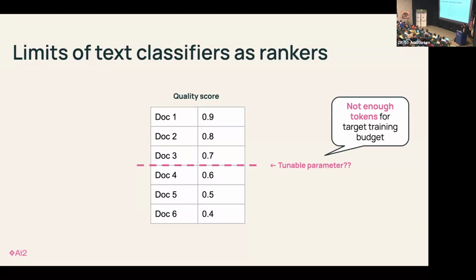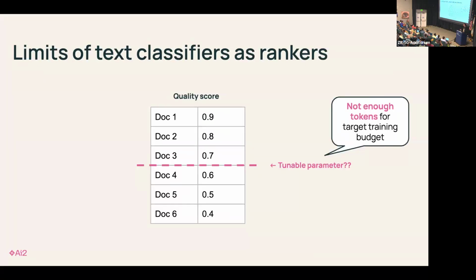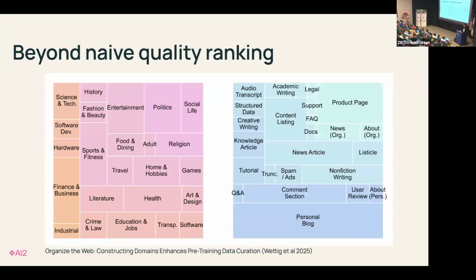The problem is it's not really a tunable parameter because you're bound by how many tokens you actually want to train on. You can experiment a little bit with training on less, but in general, training on more tokens on average tends to be better. And so this isn't a real tunable parameter because the real parameter that you're bound by is, I need 6 trillion tokens or I need 15 trillion tokens to train on. So this is the limitation in quality filtering: quality filtering as a single axis doesn't have enough degrees of freedom to meet your token budget.